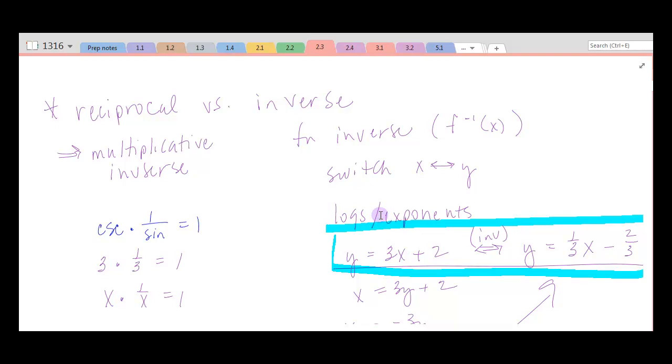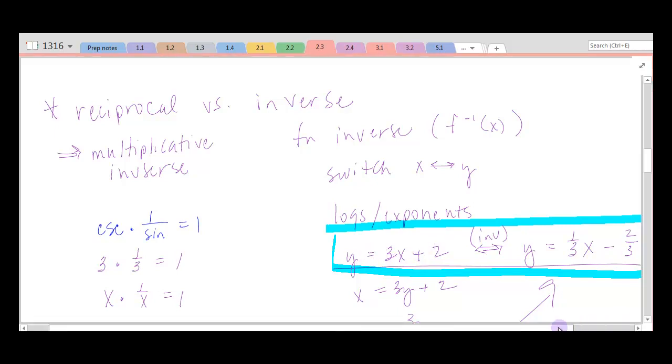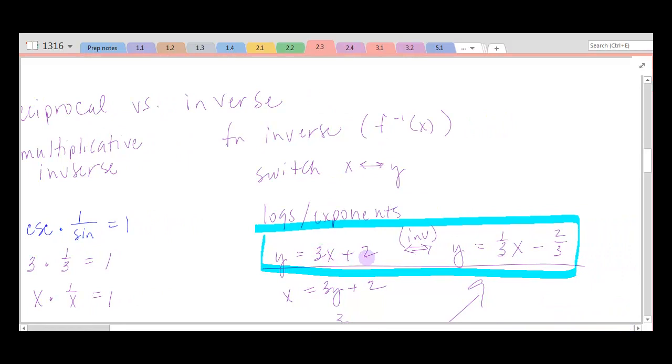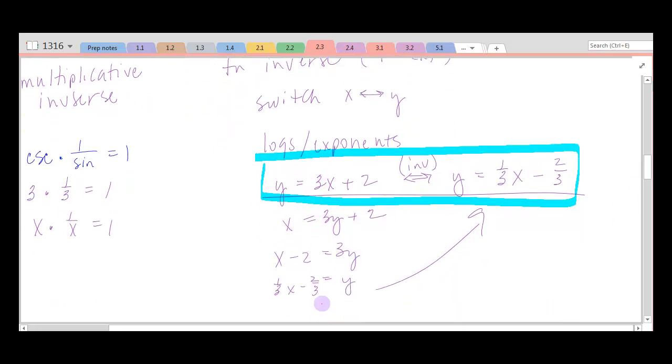Another one would be to look at a linear equation. If I had the equation y is equal to 3x plus 2, and I wanted to write the inverse, I would switch the x's and the y's. Solve that equation, which I did here on the left-hand side, and I got it down to this. So in other words, y equals 3x plus 2 and y equals 1/3 x minus 2/3 are inverses of each other.